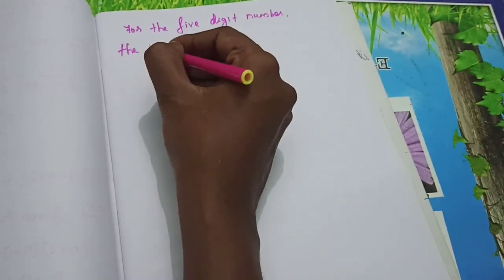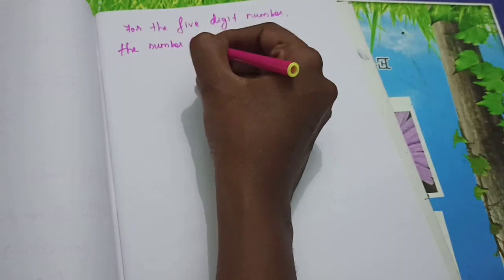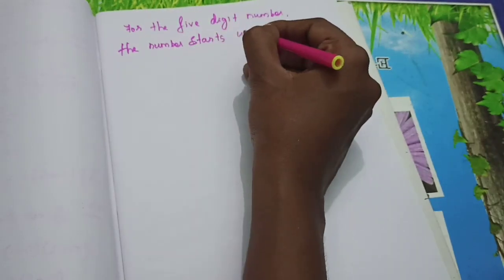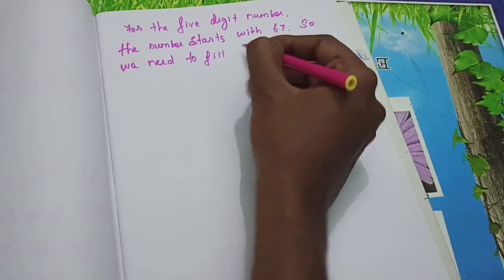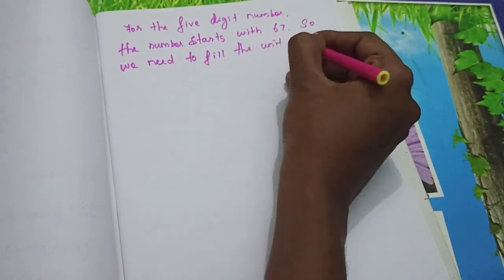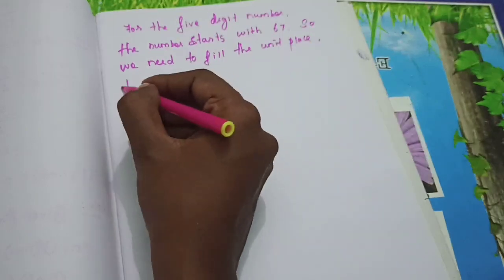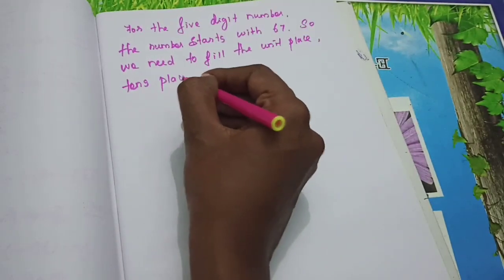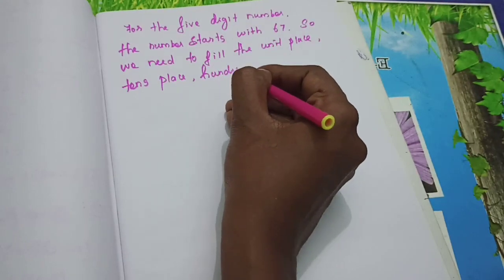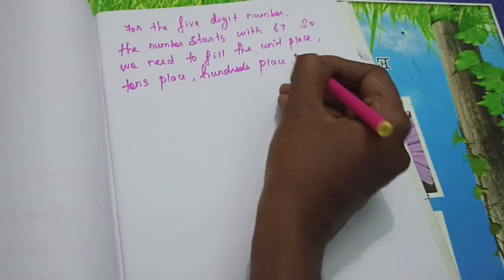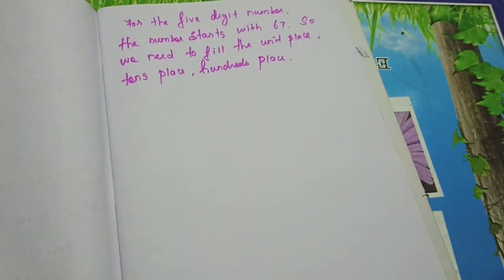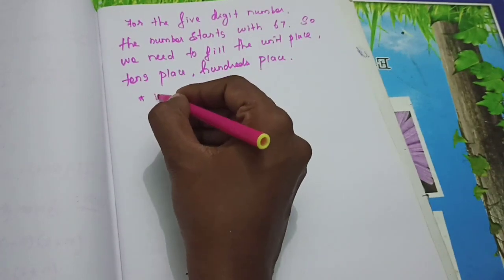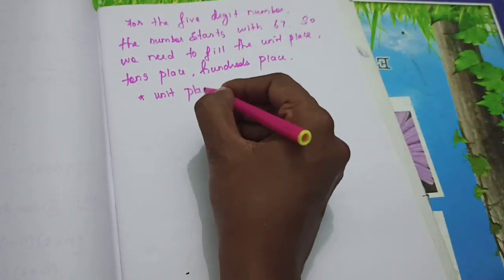the number starts with what they gave. The number starts with 67. So we need to fill the unit place, then the tens place, the hundreds place, correct? We need to fill unit place, tens place and hundreds place. Remaining 2 places they gave already. So first step is we are going to fill the unit place.